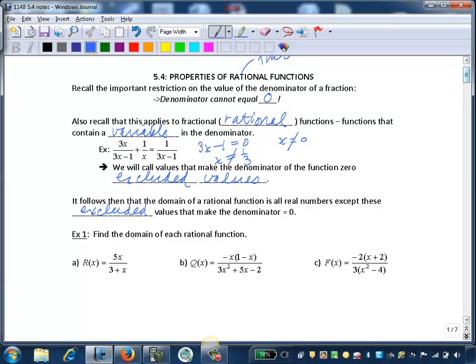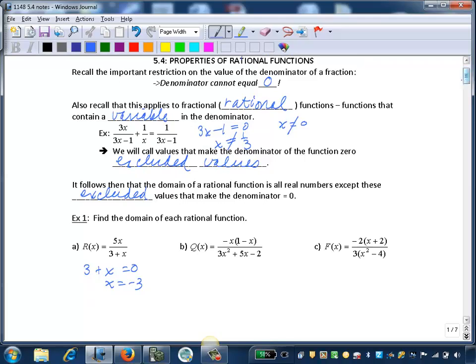functions. Okay, so part A, r of x equals 5x over 3 plus x. In order to find the domain, all we care about is the denominator, because that's the only thing that would cause a restriction on the domain. So if we set our denominator to 0, we're going to get an x value of -3. So that means that we're going to exclude -3. -3 is the excluded value of this function.